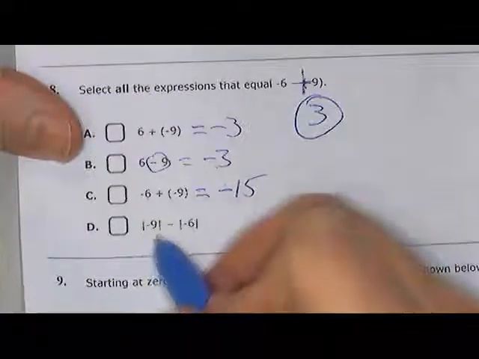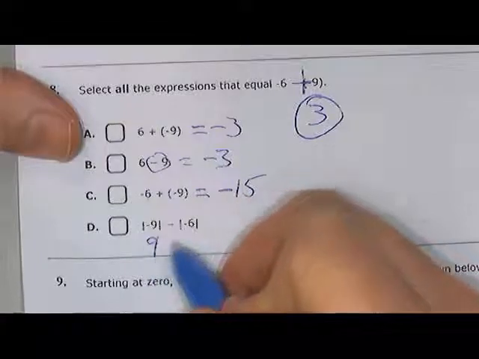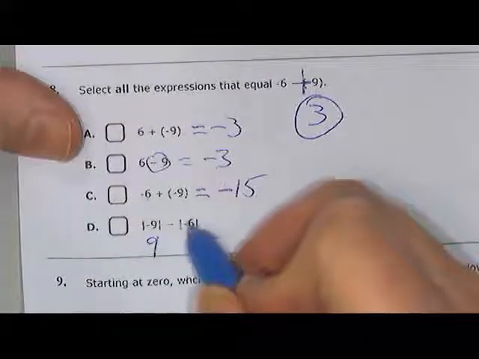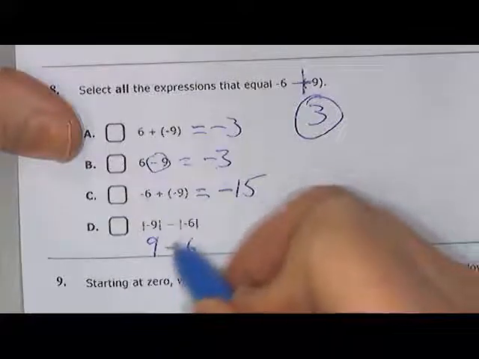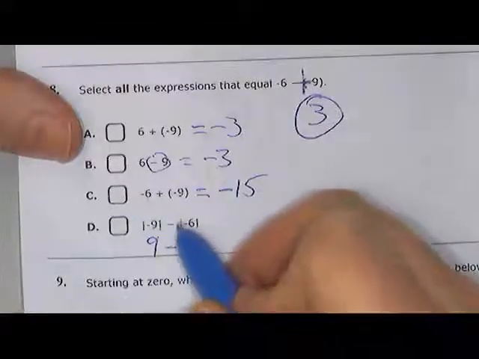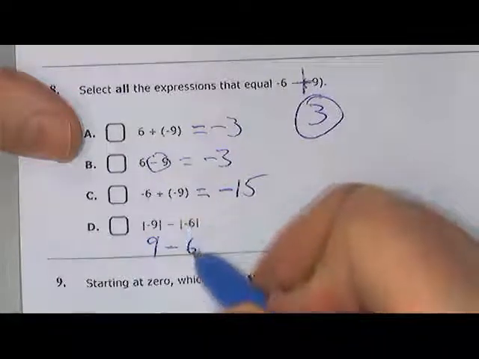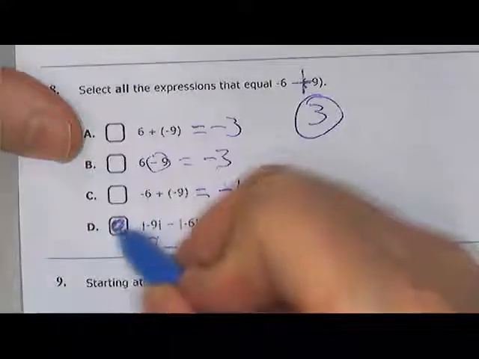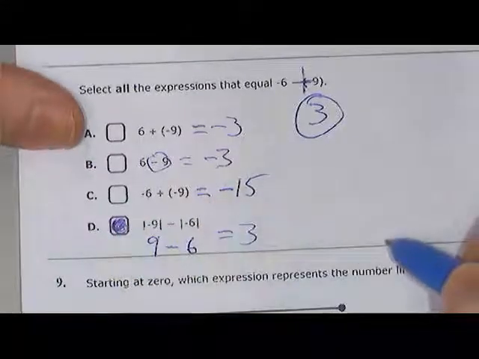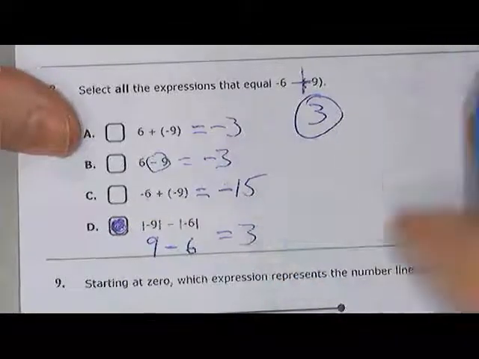Well, this must work. Let's see. The distance from 0 here is 9. The distance from 0 on this number is 6. So it's 9 minus 6. Don't make the big plus there because you first have to do what's inside. 9 minus 6 is 3, and this is the only answer, because these other ones were -3. That did not work.